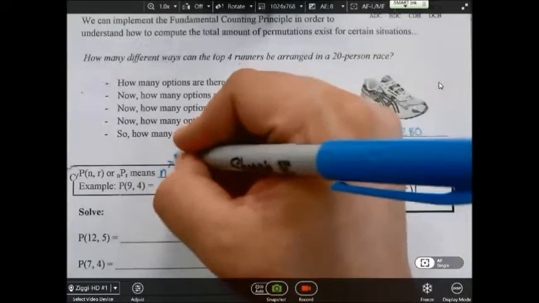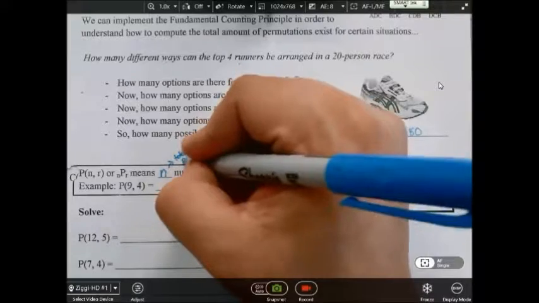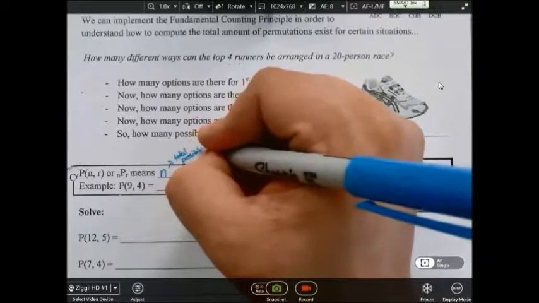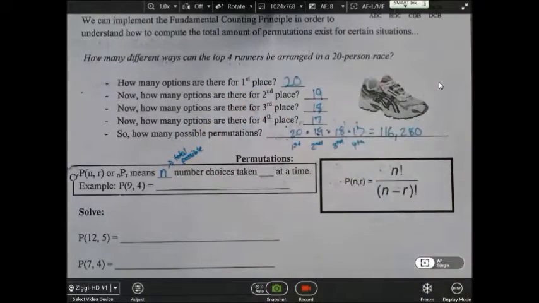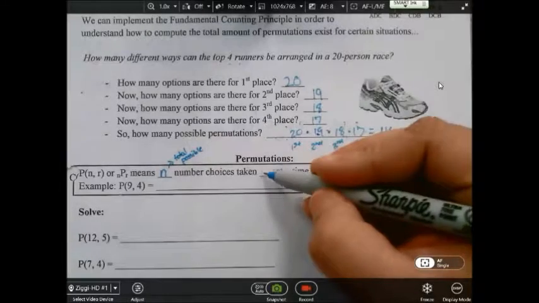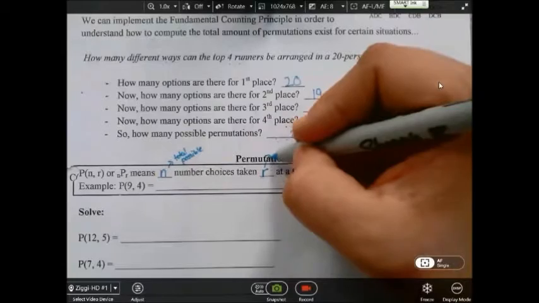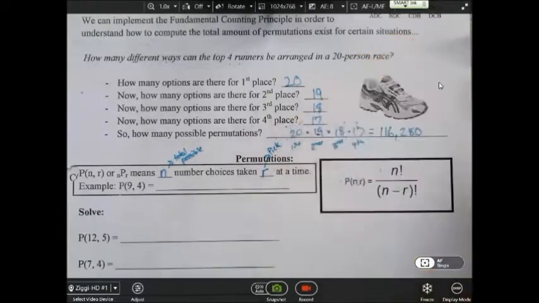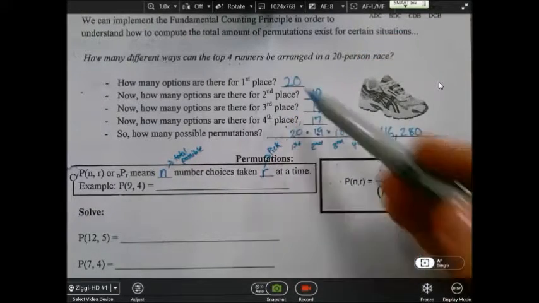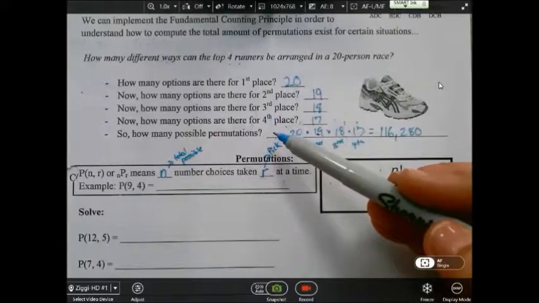So this is your total possible. For example, above we had 20 people possible. The R stands for how many you're taking at a time, or how many you are picking out of the total. So we had 20, and we're picking 4.